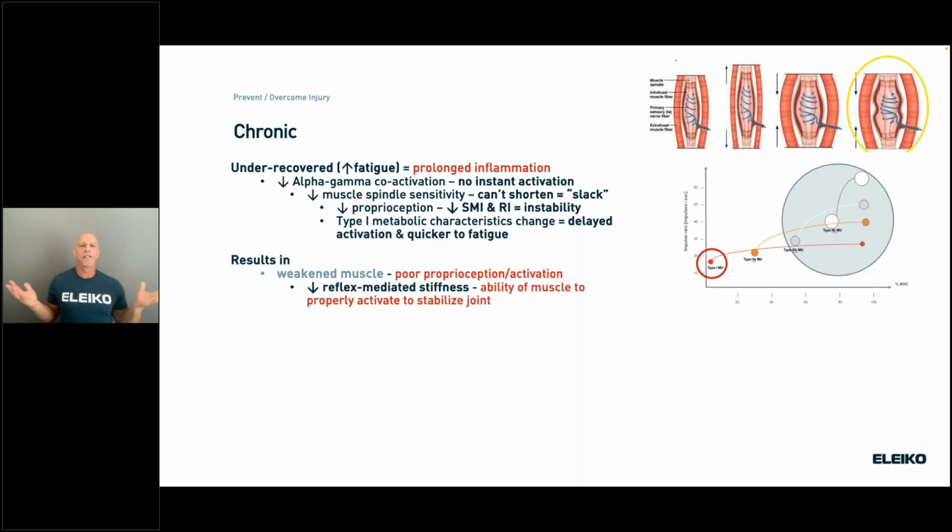This decreases what's called, this is just a fancy word, reflex-mediated stiffness. It means the muscle no longer has the ability to properly activate to stabilize a joint. It can no longer be turned on to stiffen the tissue that's supposed to support our joints. It no longer has the ability to create the tension that it needs in order for the connective tissue to transfer that and hold the joint in its place.